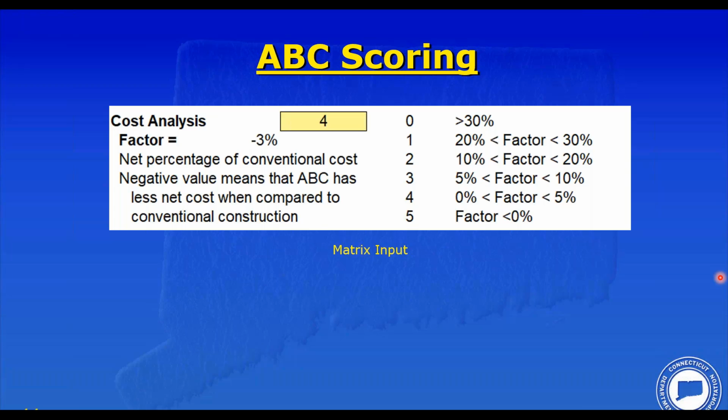As I said before, ABC was cheaper. It was less expensive than conventional construction. So the factor is -3%. Actually, I might have a typo here. We put a 4 in for the cost factor. Reality is it should be a 5. So I apologize. I entered a number in wrong, but we'll see. It comes out good. At the end of the day, things come out good anyway. But reality here is, yeah, it should be a 5 here.